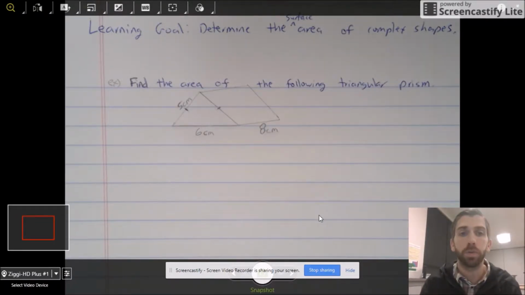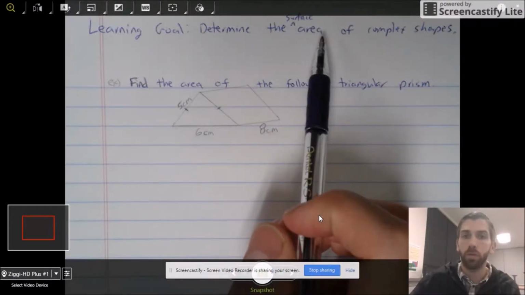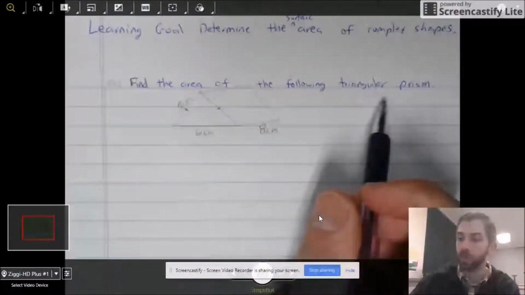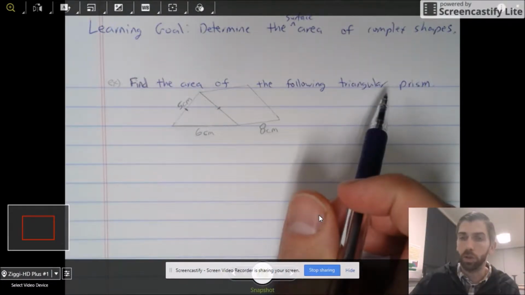Hi, and welcome to another episode of How To with Mr. Adams. Today we are going to be talking about how to determine the surface area of complex shapes. Our first example is going to be looking at a triangular prism. So we're going to find the area of this triangular prism.